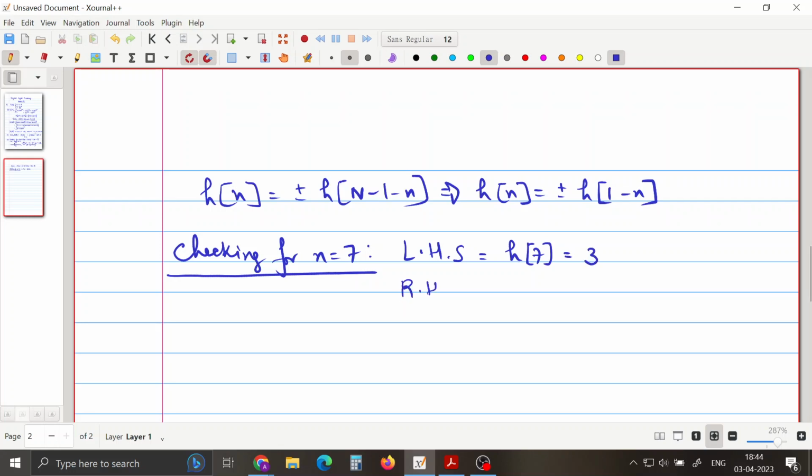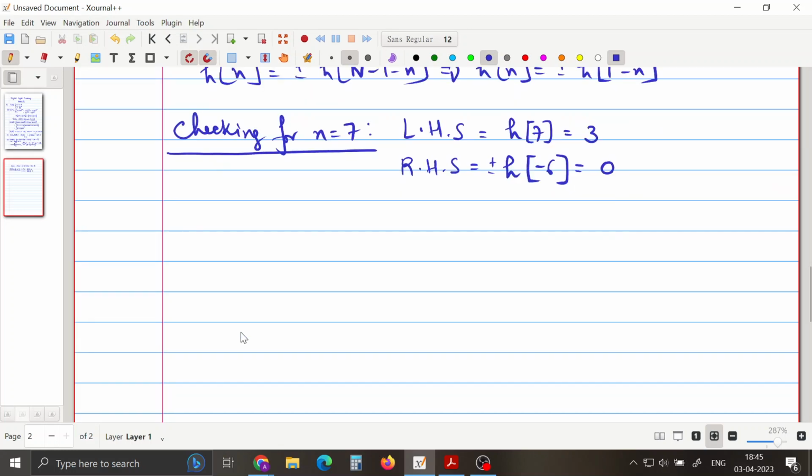And what about the RHS? At n equals 7, the RHS is h of 1 minus 7, which is h of minus 6. And this plus minus sign doesn't matter. So what is h of minus 6? It's 0, right? Because it's only non-zero for n equals 7 and 8, and everywhere else it is 0. So this plus minus sign really doesn't matter here, it's simply 0.